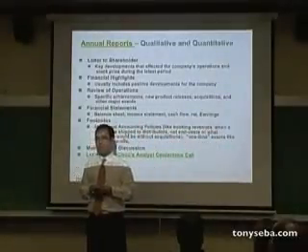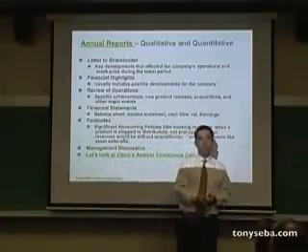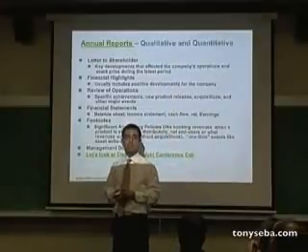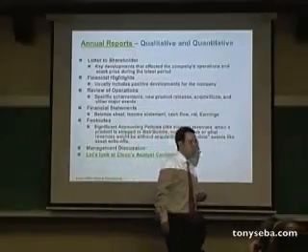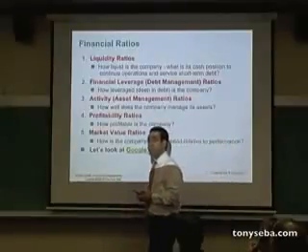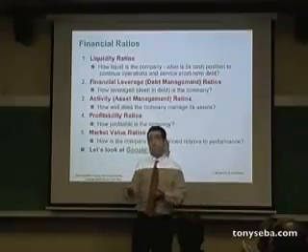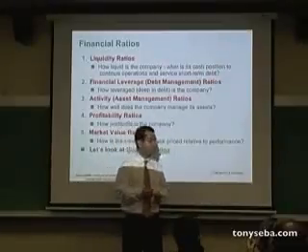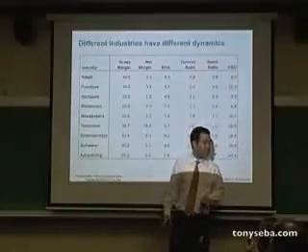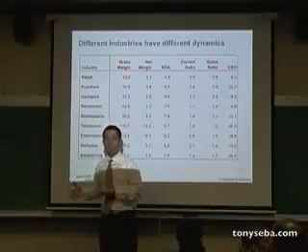We looked at annual reports. Again, how does the CEO get measured? How does the CFO get measured? How does the market look at a corporation? We looked at ratios, and there are liquidity, financial leverage, activity, all those things, the market value ratios, and we looked at examples from different industries and how each industry is different.